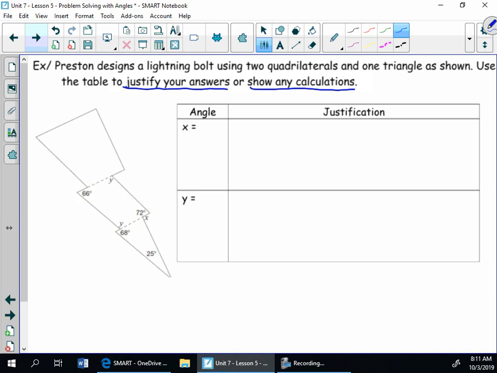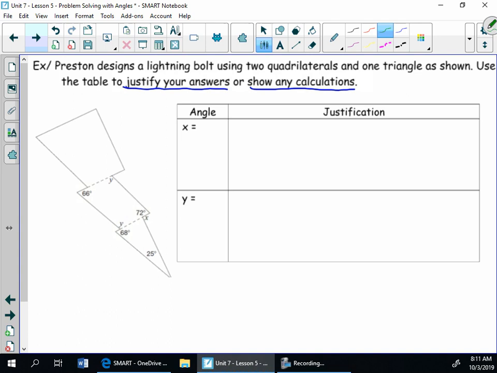So we've talked about this all the time. When we're doing these problems, we're saying, oh, I'm going to use a parallel line, or I see a triangle. That's the kind of stuff that's going in our box, or any calculations. So let's see what we can do with this one. We're being asked to find x and y.